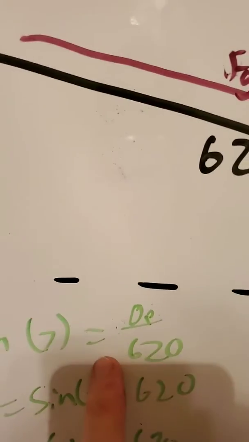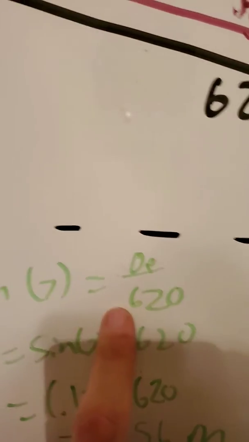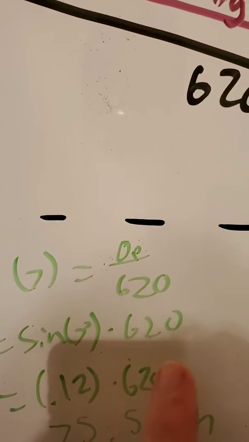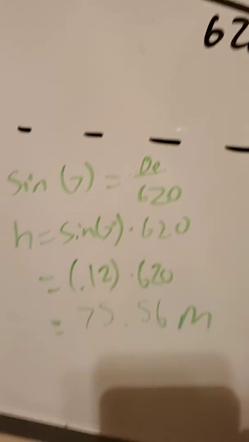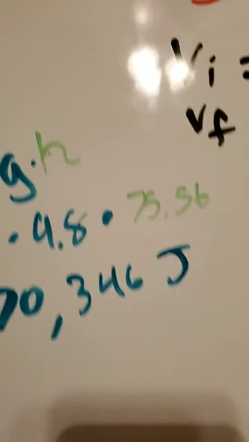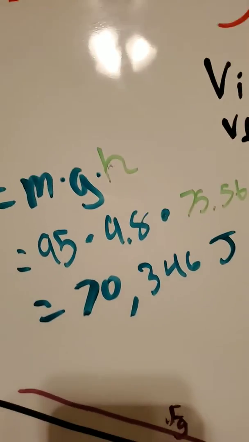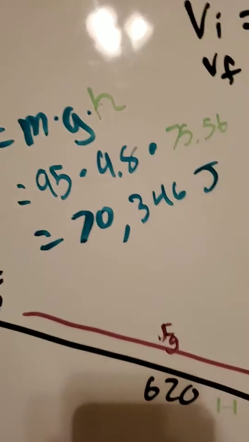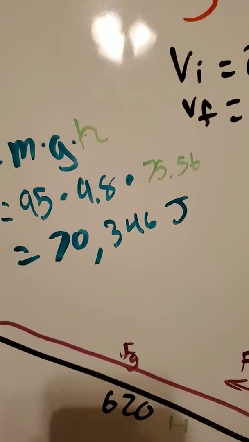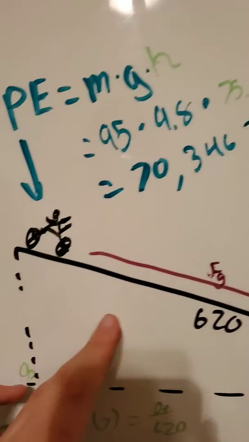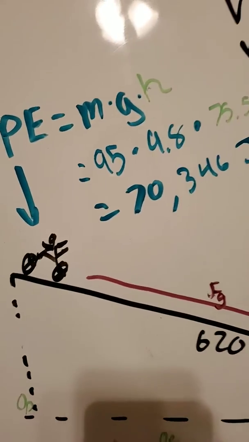So sine of the 7 degrees is going to be equal to opposite over hypotenuse, which is 620. If you just multiply that to the other side, you'll have sine of theta times 620 equals the height. Working that out, you'll get 75.56 meters. And I do plug that in, all those right there. So the potential energy is going to be 70,346 joules. A lot of energy, I know. So this is our initial energy. Like I said, there was no kinetic energy because it did start at rest.